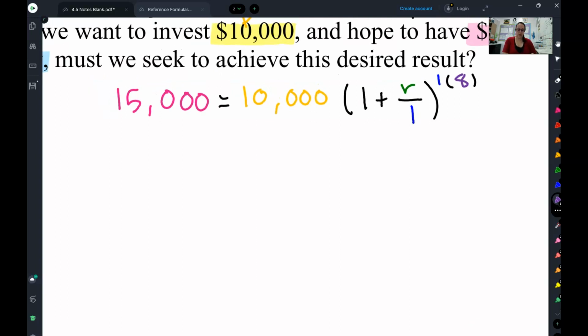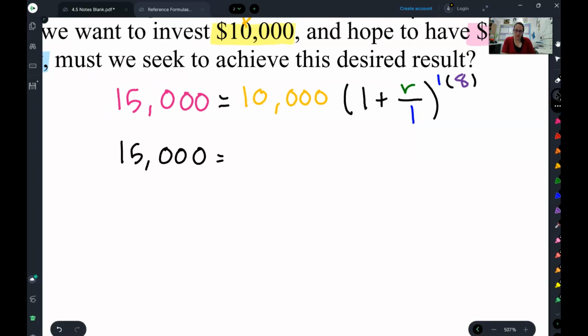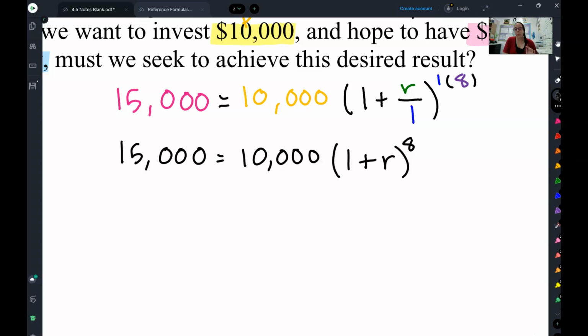So here's this equation. I can simplify this down a little bit real quick, because I know R divided by 1 is just R, and 1 times 8 is just 8. So once again, I would like you to pause the video, try to solve this out on your own, and then come back to check your answer and see how you did.